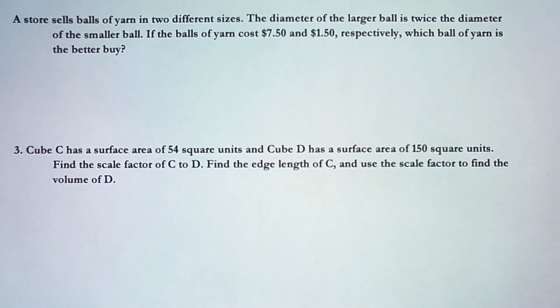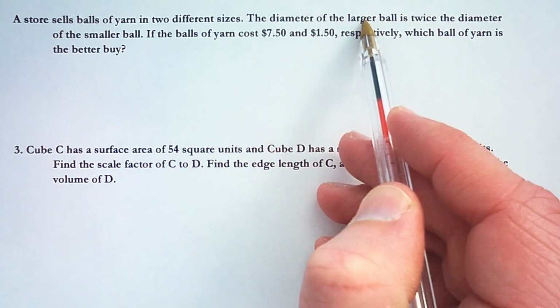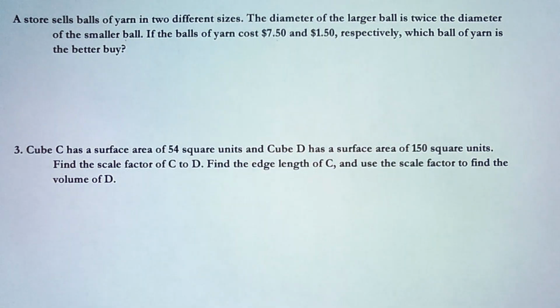Next, we have a store that sells balls of yarn in two different sizes. The diameter of the larger ball is twice the diameter of the smaller ball. If the balls of yarn cost $7.50 and $1.50 respectively, which ball of yarn is the better buy? So respectively means in this same order. So the larger ball is $7.50, the smaller ball is $1.50. Which is the better buy?